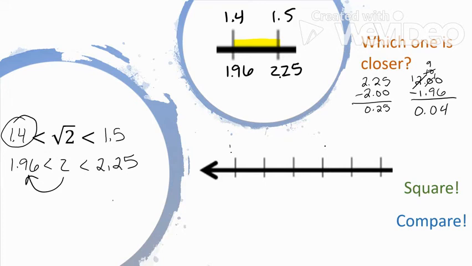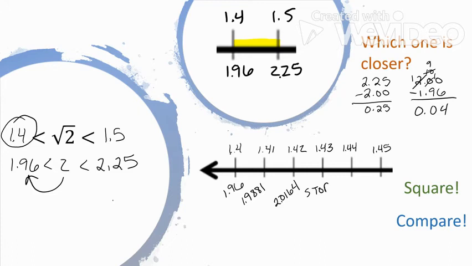So I'm going to start with 1.4. Then I'm going to do 1.41, 1.42, 1.43, 1.44, and 1.45. Again, I don't know what the square root of 2 is, so I have to compare the radicand, which means I need to go through and square all of these values to get the radicand value. So let's start.